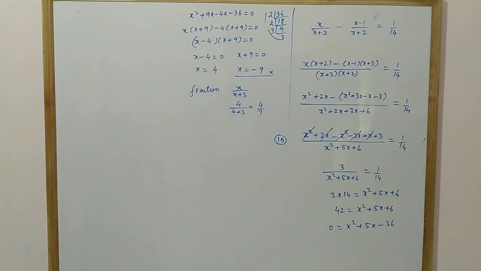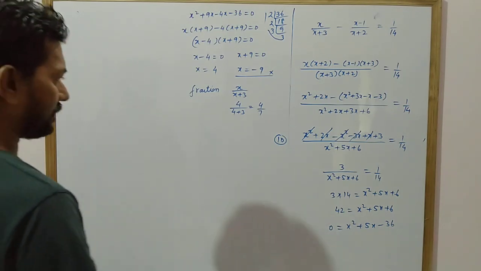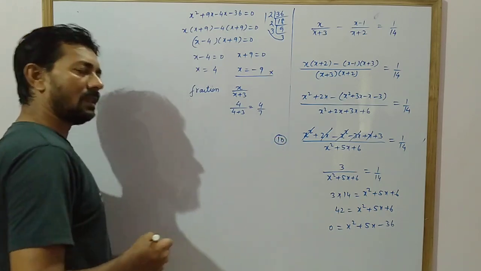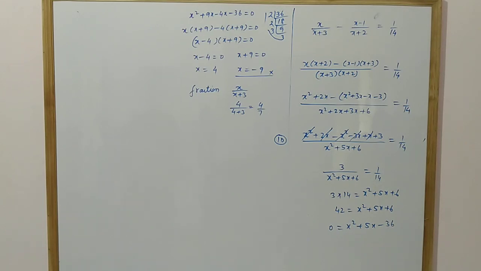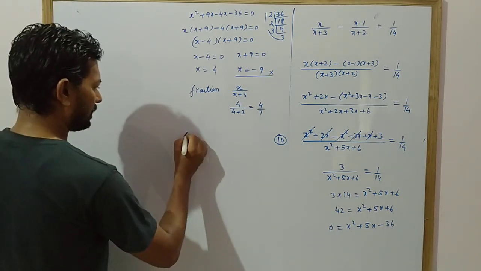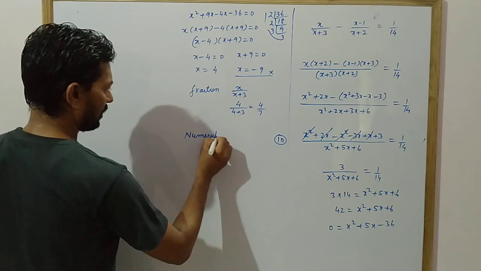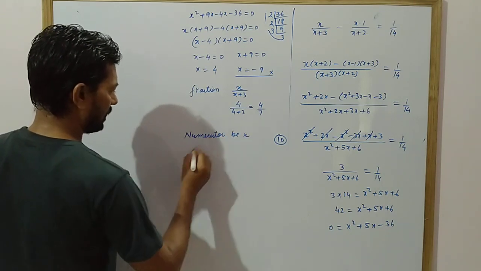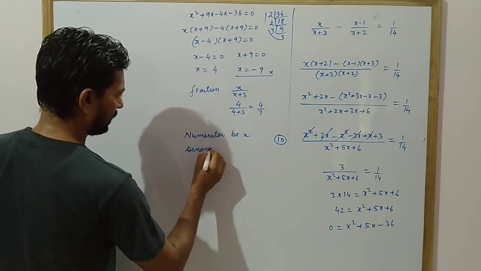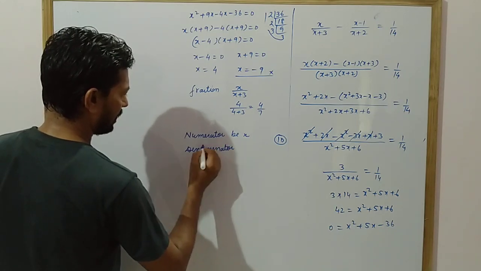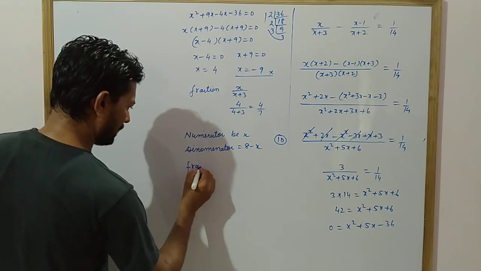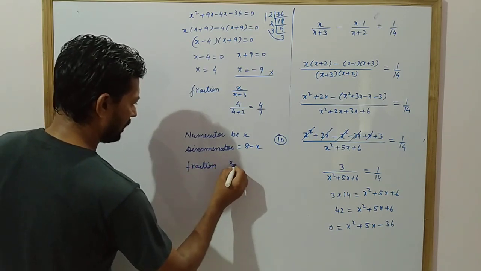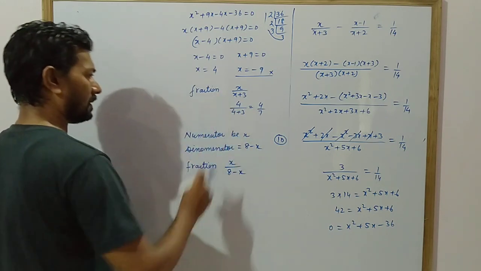In question number 10, it is given that the sum of the numerator and denominator of a certain positive fraction is 8. The sum of numerator and denominator of a certain positive fraction is 8. So here, let the numerator be x. So denominator, that is 8 minus x. Therefore, the fraction will become x by 8 minus x.